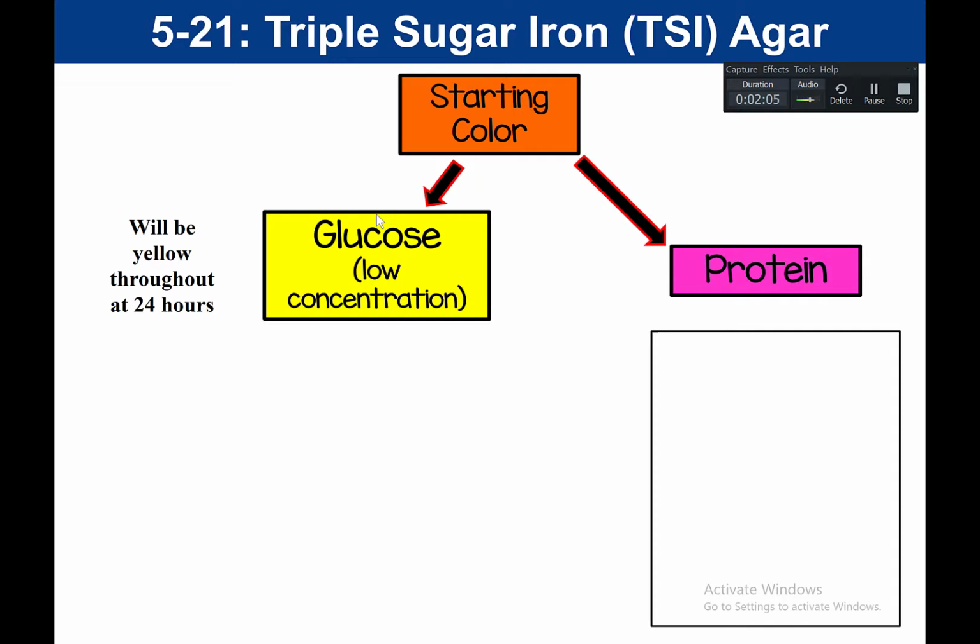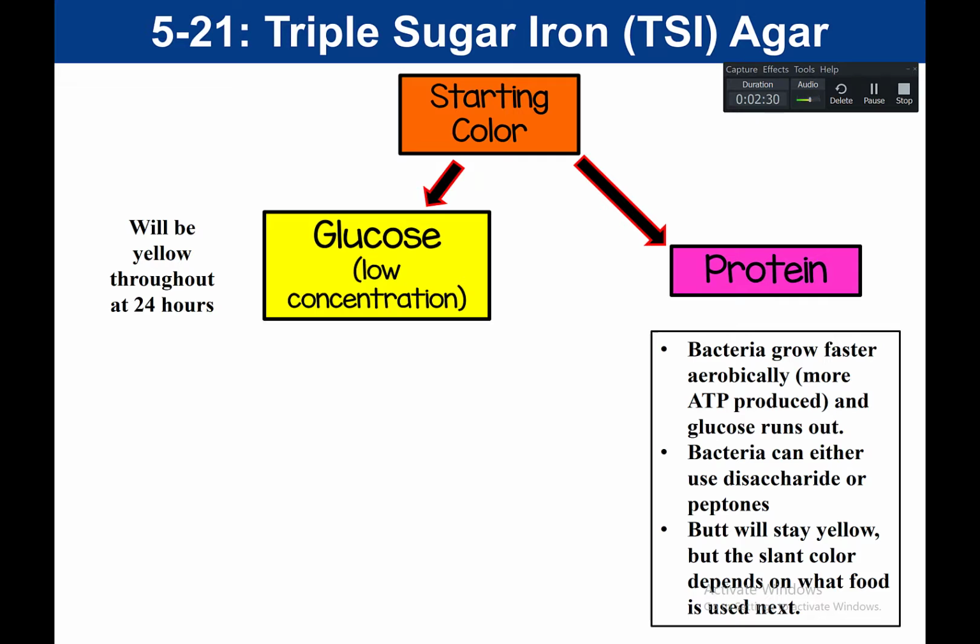So at 24 hours, this test is not done. However, glucose is in a low concentration. So at about 24 hours, the glucose is going to run out. Now, when the glucose runs out, bacteria then have two choices for food. Either they can use the disaccharide, right? They can use the lactose or the sucrose, or they can use the protein.